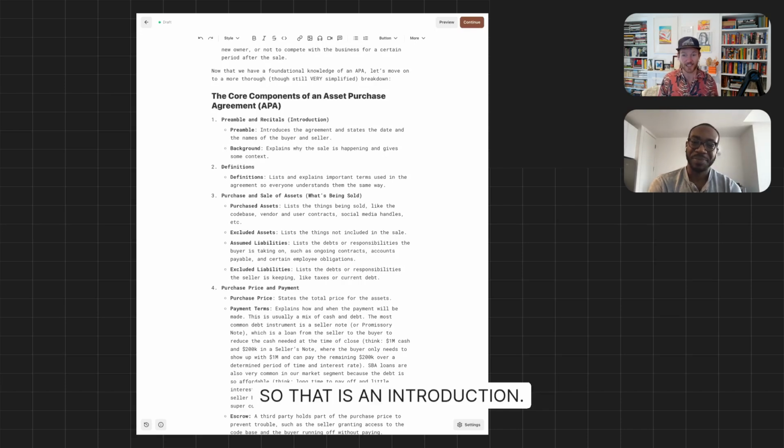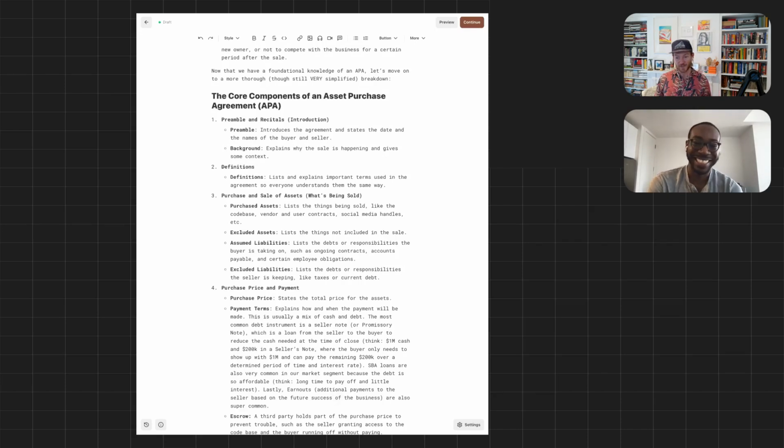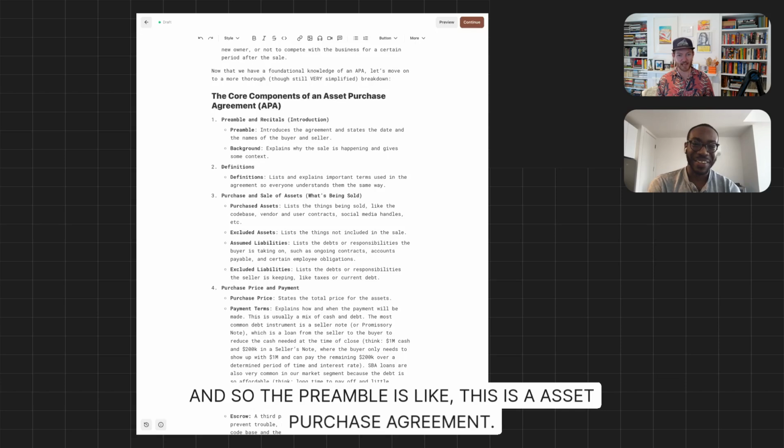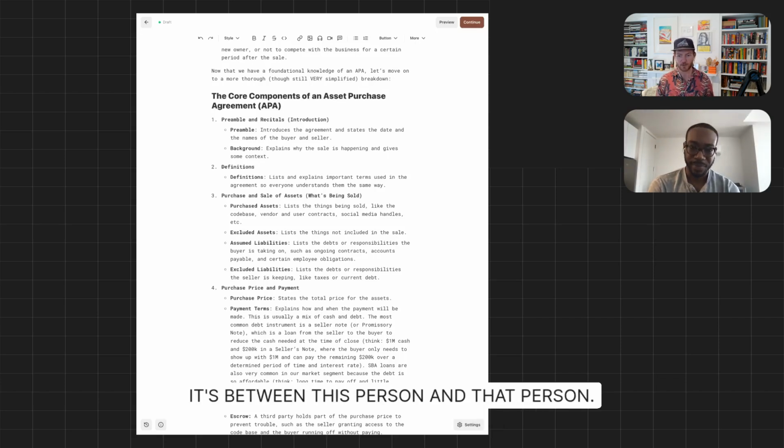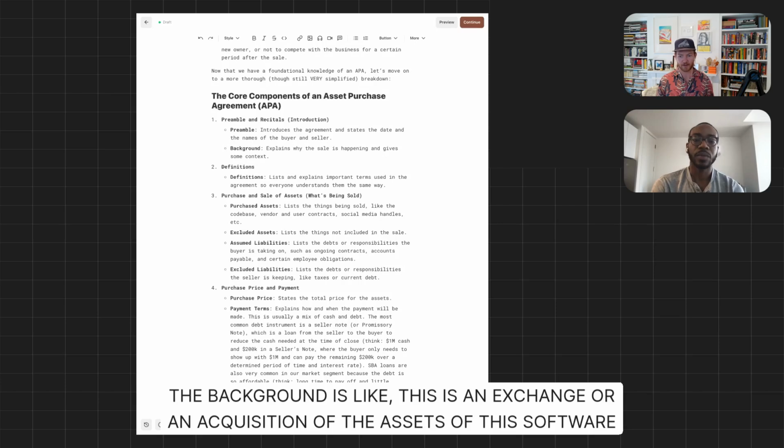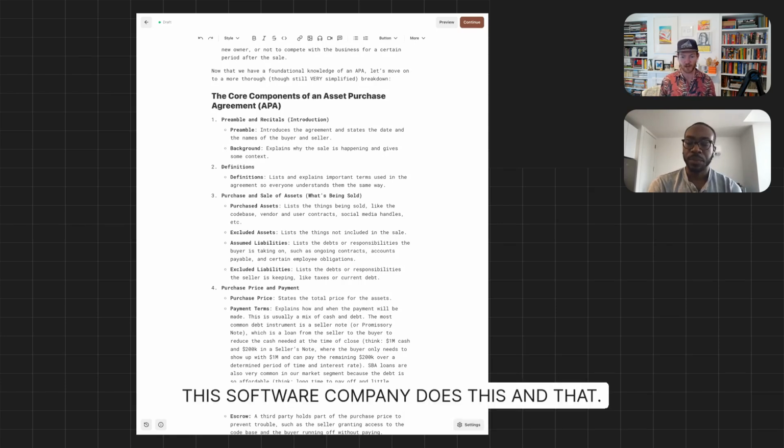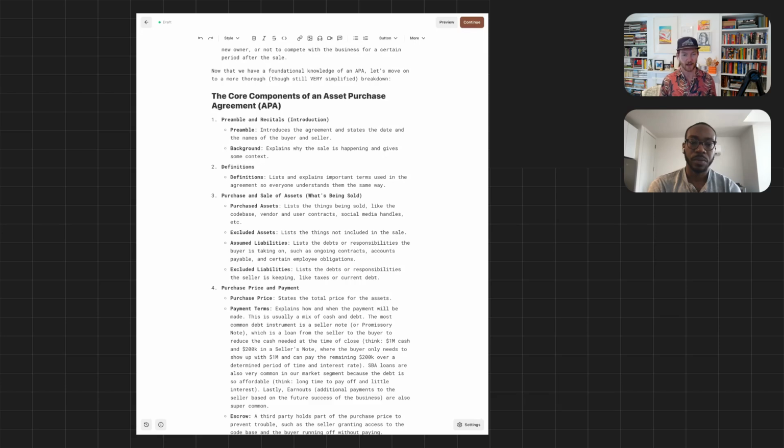So that is an introduction. We're just setting the stage. Yeah. And so the preamble is like, this is an asset purchase agreement. It's dated on this date. It's between this person and that person. The background is like, this is an exchange or an acquisition of the assets of this software company. This software company does this and that.